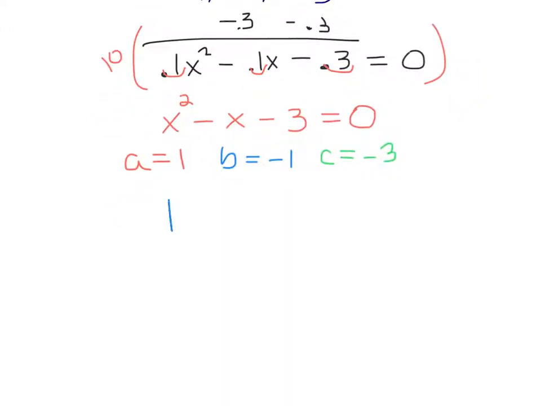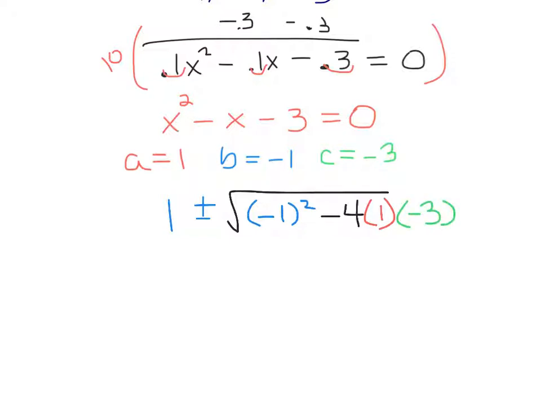So opposite of B plus or minus the square root of B squared minus 4 times A and C, all divided by 2 times A.